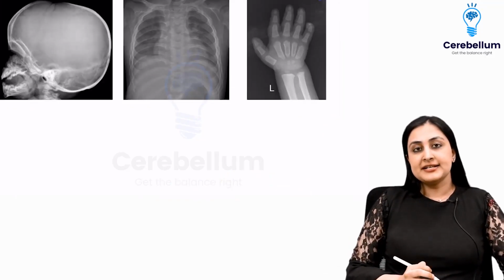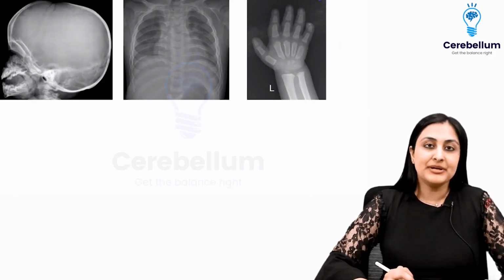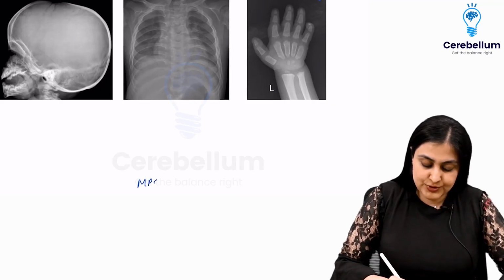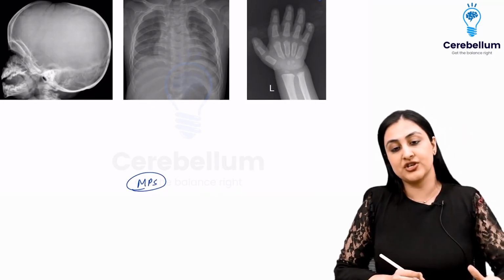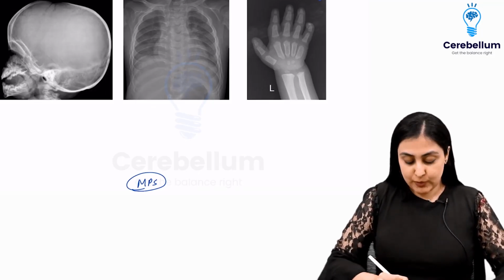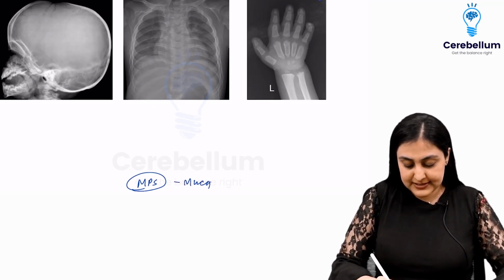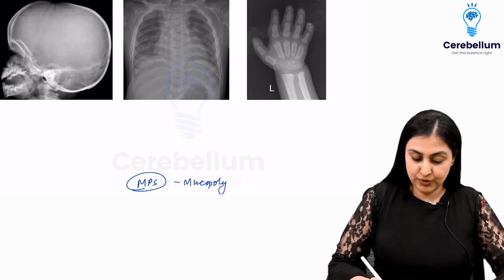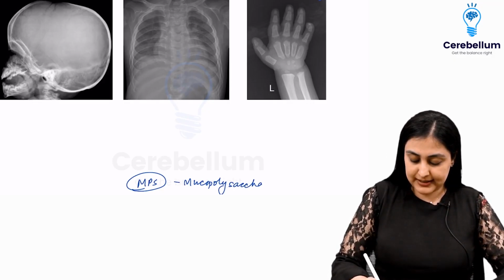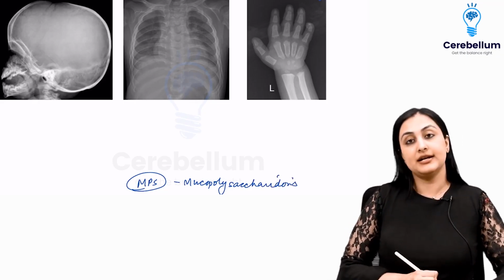The next skeletal dysplasia we want to discuss is MPS, that is mucopolysaccharidosis, which is a lysosomal storage disease. So in MPS, what are the findings that you're going to see? Mucopolysaccharidosis is what we're going to be discussing.